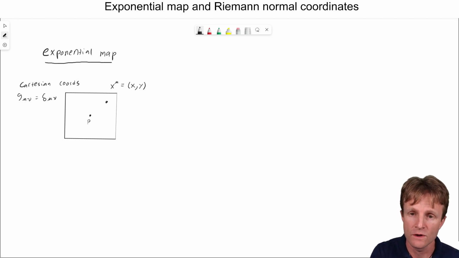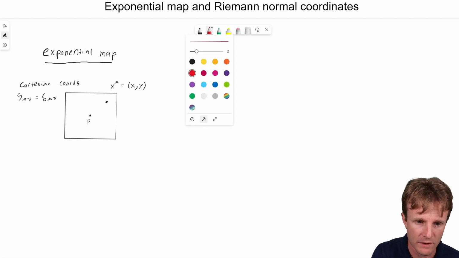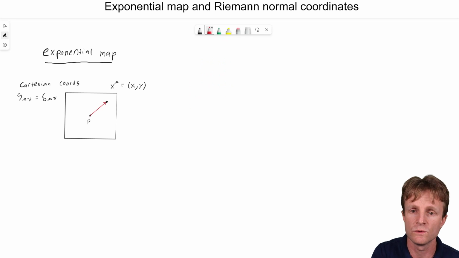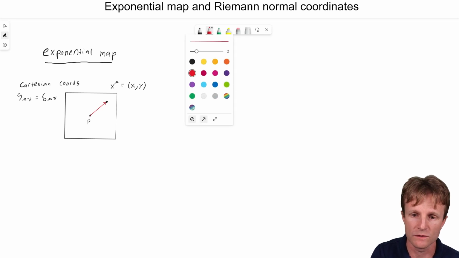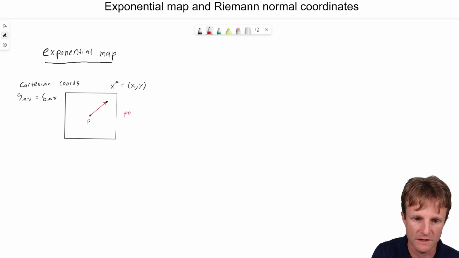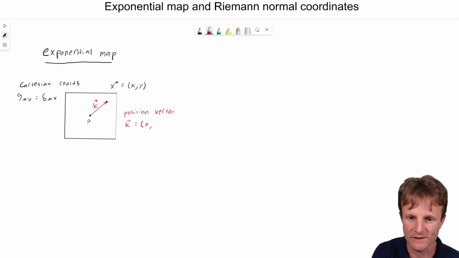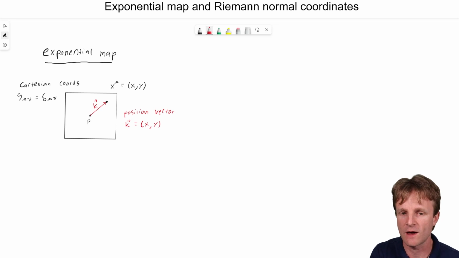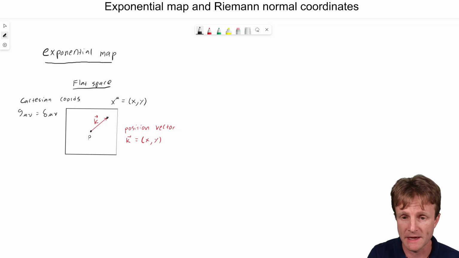And now we can imagine a vector, call it k, pointing from P to x, and this is the quote-unquote position vector. And what is k? Well, k also has the components x, y. This is how the map between vectors at the point P and points on the manifold works in a flat space. You just do it in this way. So that's the story in flat space.